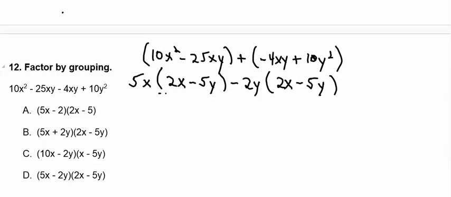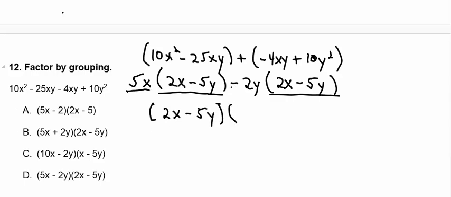Now, very important to notice that our factor, 2x minus 5y, is exactly the same. So to finish this problem, since those two are the same, that's our greatest common factor, so we factor out the 2x minus 5y. And that will leave us with these values that are on the outside of parentheses, the 5x minus 2y. Order does not make a difference.